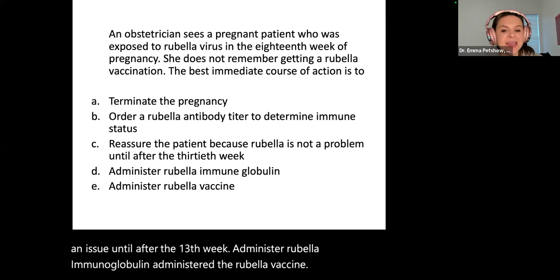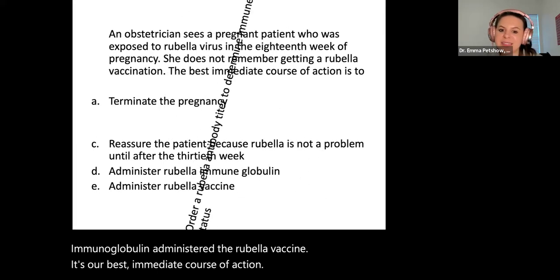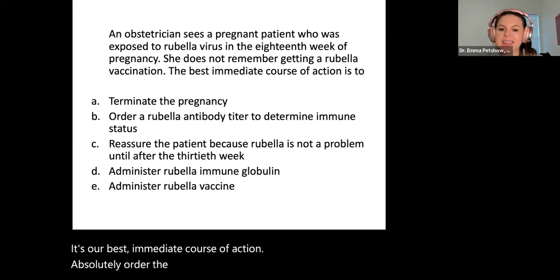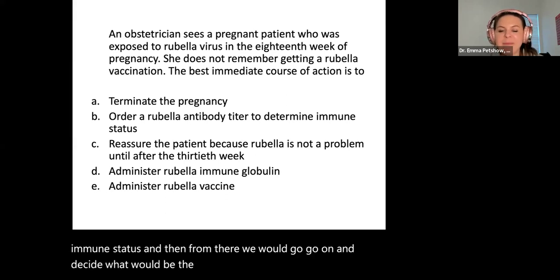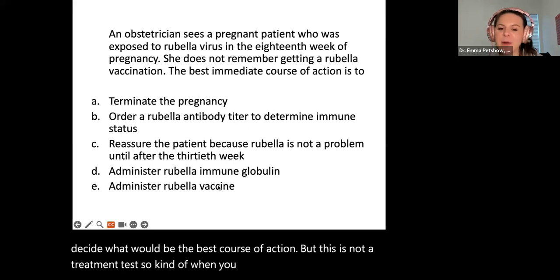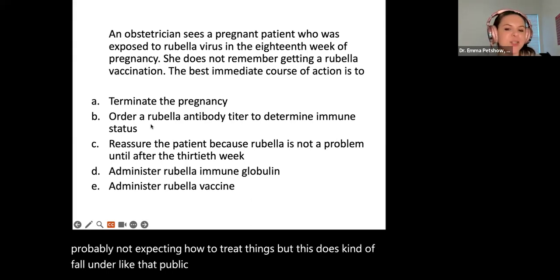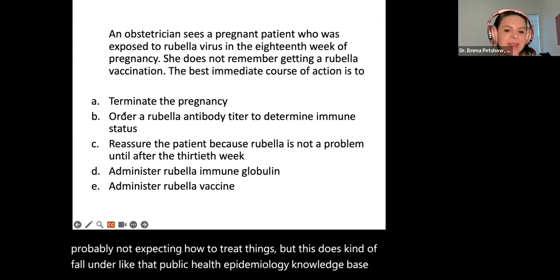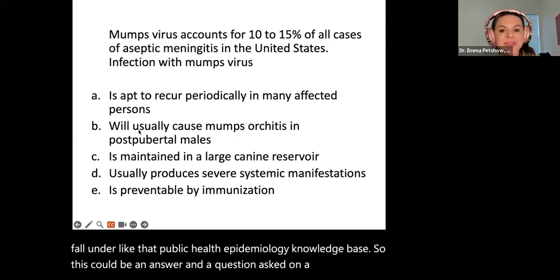Our best immediate course of action: absolutely order the titer. We check the titer to see the immune status, and then from there we would decide what would be the best course of action. But this is not a treatment test. When you have these questions, they're probably not expecting you to know how to treat things, but this does fall under that public health epidemiology knowledge base. So this could be an answer and a question asked on the NPLEX I.